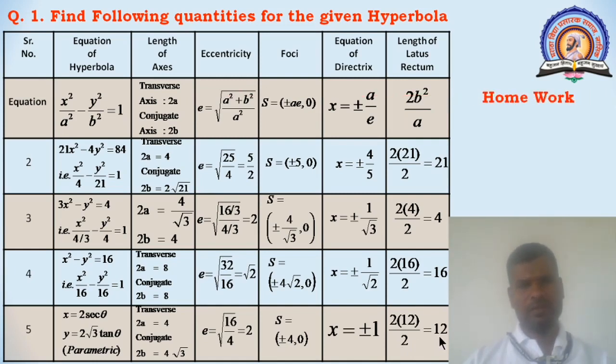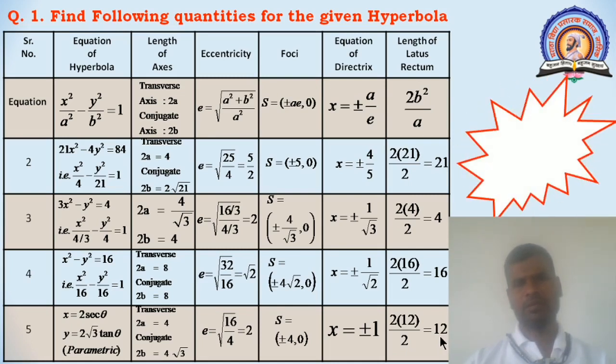Now students, similarly we can solve the remaining two examples as homework: x²/25 − y²/16 = 1, and the second example is x²/100 − y²/25 = 1. Here a² is 100, b² is 25. We have to put only the values of a, b and e in the given equation. We will get length of axes, transverse axis, conjugate axis, eccentricity, foci, equation of directrix, length of latus rectum, and all.